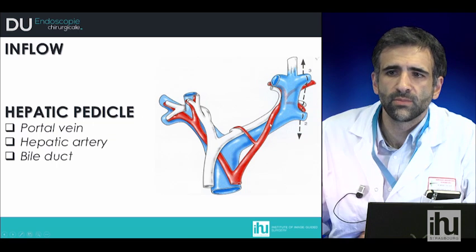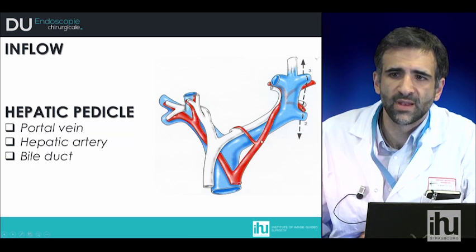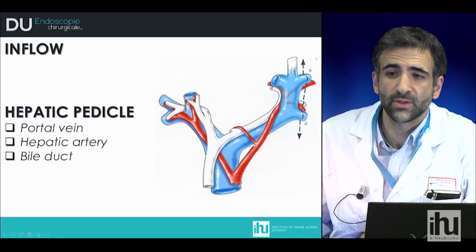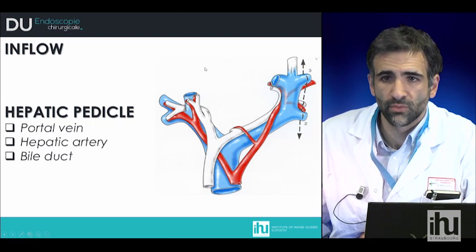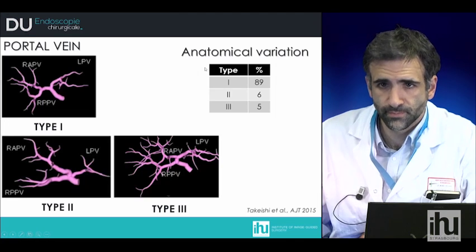The same anatomy is followed by the artery, where we have the left hepatic artery, left branches, sorry, of the hepatic artery and the right branches of the hepatic artery, and is followed by the bile duct, which respects the same order.